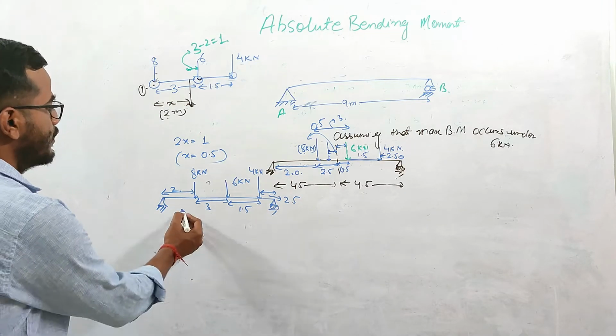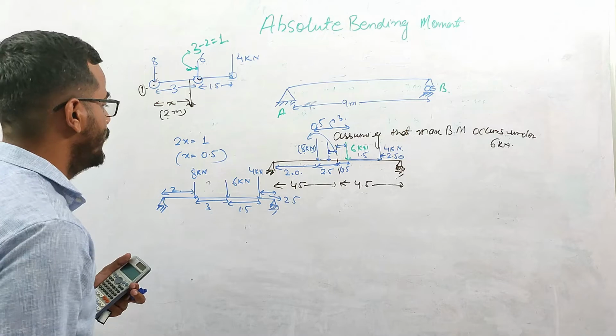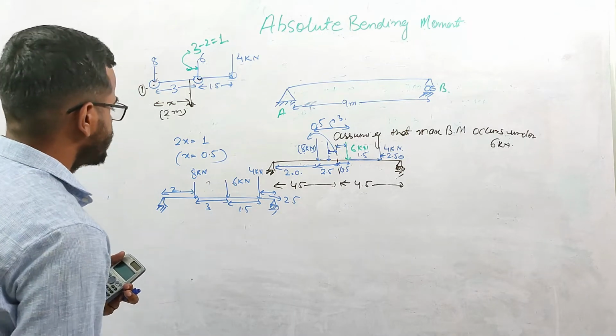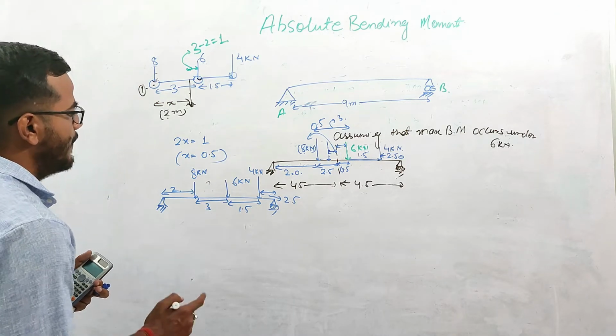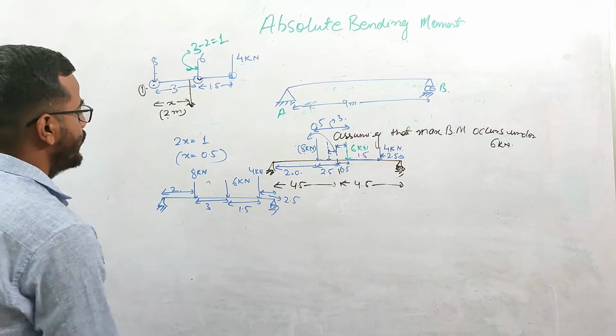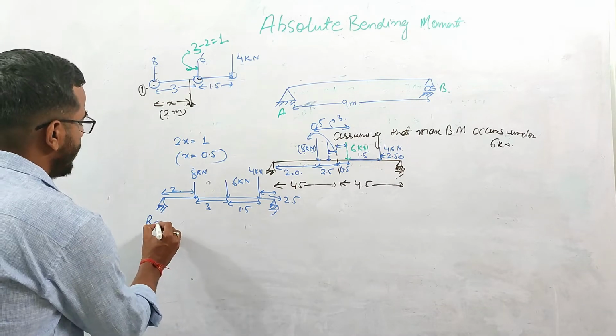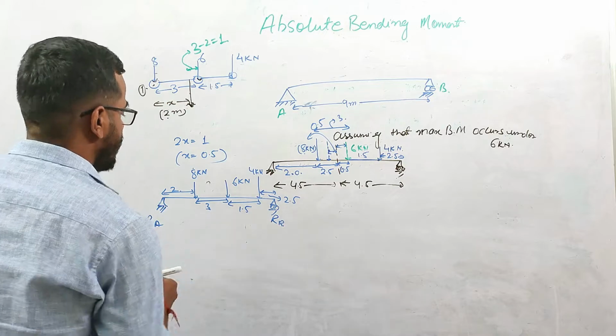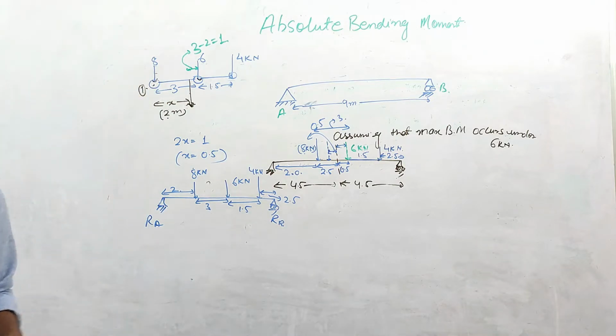And for this positioning of the load, the maximum moment will come under the 6 kilonewton load. So now we need to find the moment under this 6 kilonewton load. For that, we need to find what will be our RA and RB.